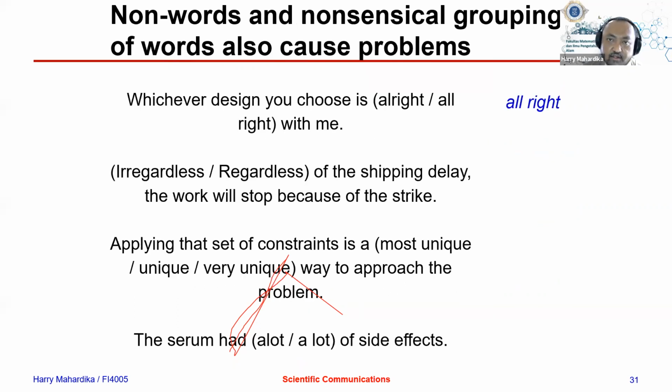Non-words and nonsensical groupings of words also cause problems. These are the examples. Whichever design you choose is all right, but which one, "all right" or "alright"? The correct one is this one. And then, "irregardless" and "regardless": regardless of the shipping delay, the work will stop because of this wreck. So the correct one is regardless.